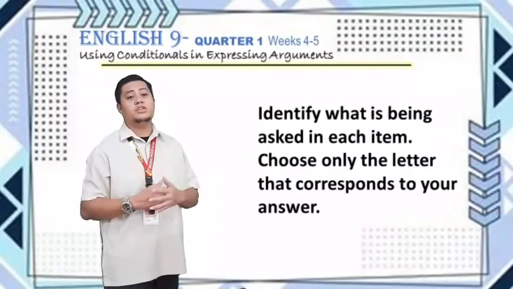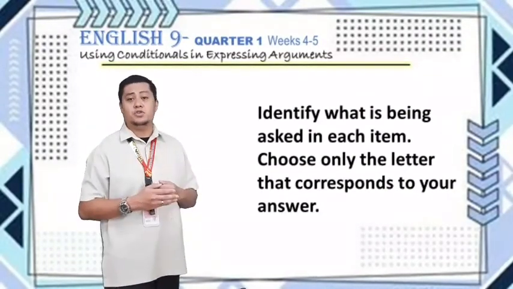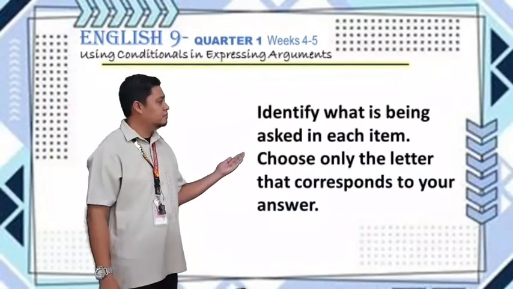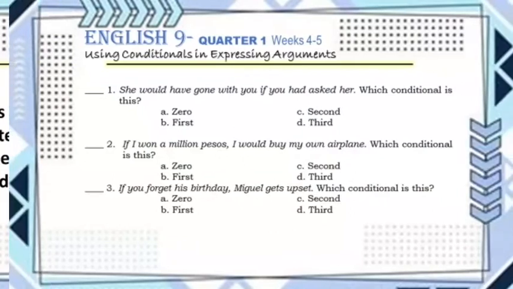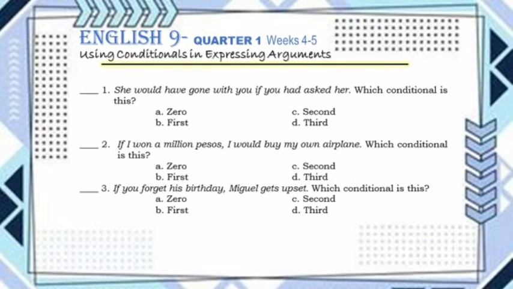For your evaluation, identify what is being asked in each item and choose only the letter of the corresponding answer. Number 1. She would have gone with you if you had asked her. Which conditional is this? A. 0, B. First, C. Second, D. Third.